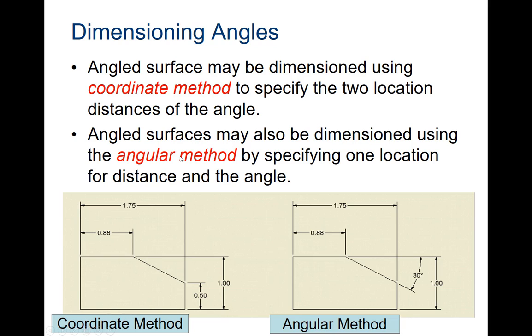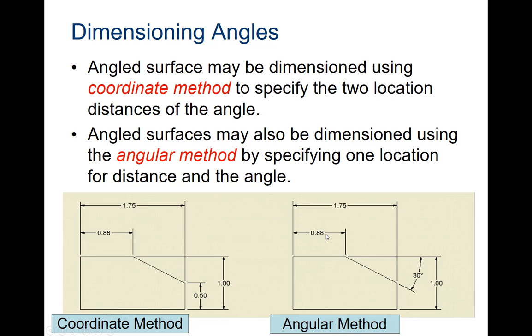In the coordinate method, instead of trying to figure out what the angle of this angled line is, we're just going to say, hey, it starts at this point. So I know it starts at 0.88 from the left and 0.1 from the height, and it ends here at 1.75 in length and 0.5 in height. If I just start and end my lines at those 2 points, my angle will be correct. So that's one way to do it.